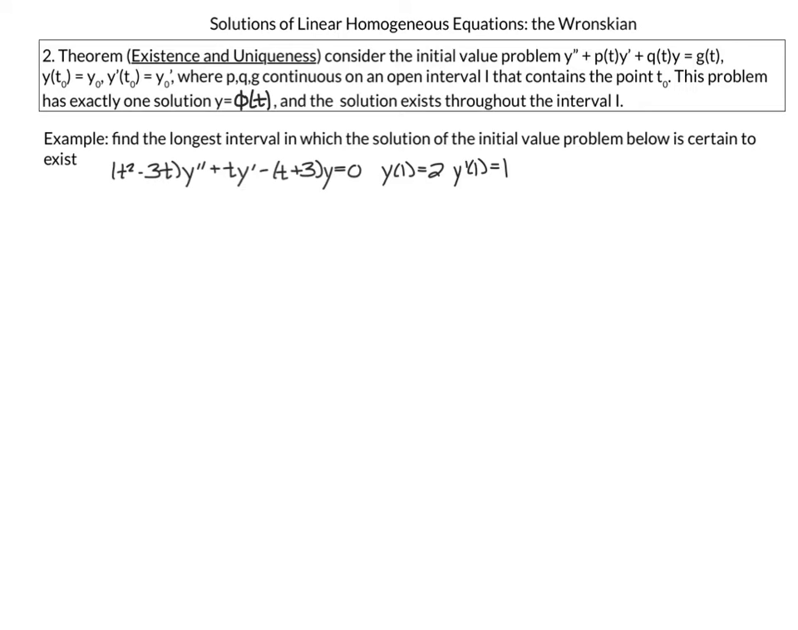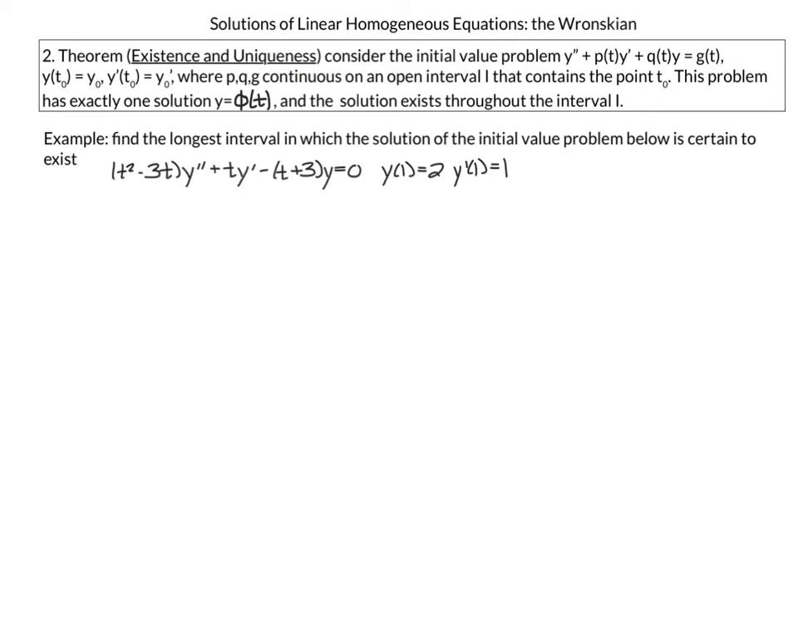So we have (t squared minus 3t) y double prime plus t y prime minus (t plus 3) y equals 0, and y(1) equals 2, y prime (1) equals 1. According to our theorem, to find out where the solution exists, we need to look at p, q, and g to find where they are continuous. So p, q, and g.